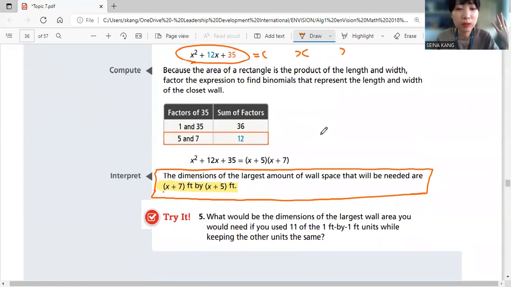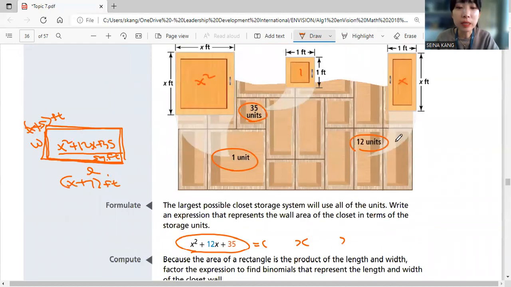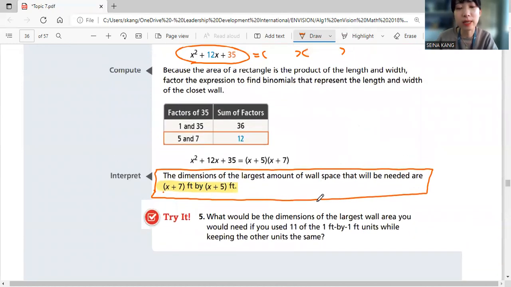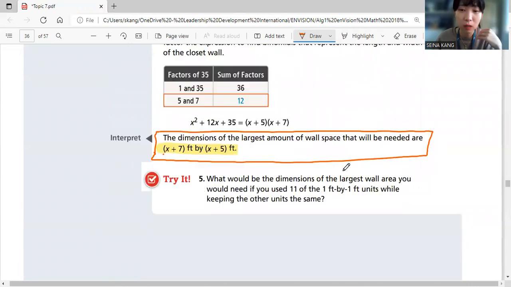All right, let's look at try number 5. What would be the dimensions of the largest wall area you would need if you use 11 of the 1 by 1 feet, 1 foot by 1 foot units while keeping the other units the same? So all of the other units, we need the same of those. So x squared, 1 unit of x squared, 12 units of x. But what if instead of 35 units, we just wanted 11 of the 1 square feet? Then how would your equation change? How would your factors change?